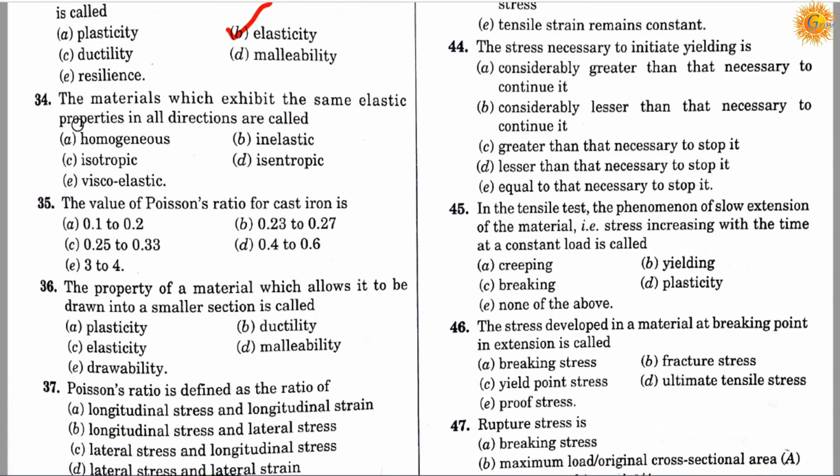Question number 34. The materials which exhibit the same elastic properties in all directions are called: option A, homogeneous; option B, inelastic; option C, isotropic; option D, isentropic; option E, viscoelastic. Correct answer is C, they are called isotropic.